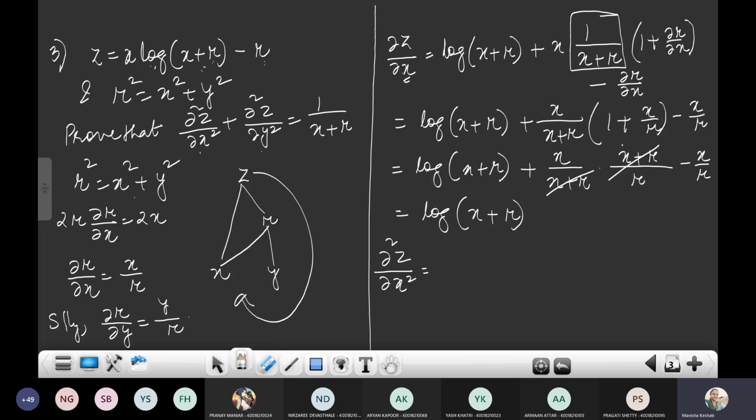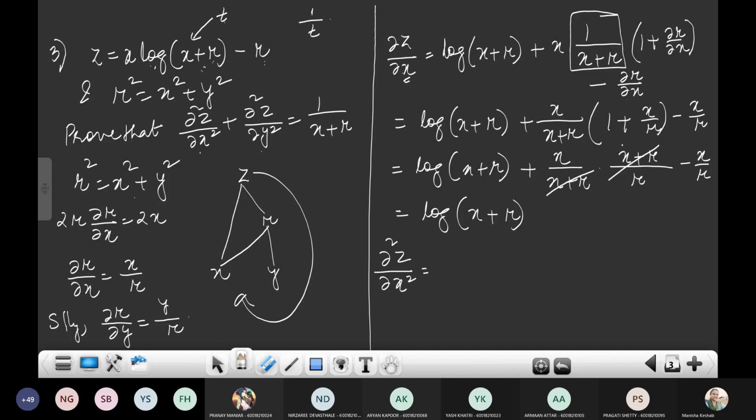So basically we are considering this as one variable. Suppose this is t, then what will we get? Log t gives 1 upon t, and then again we have to differentiate this t. And with respect to what are we differentiating? With respect to x. So then again del x of t. But what is t? t is x plus r.